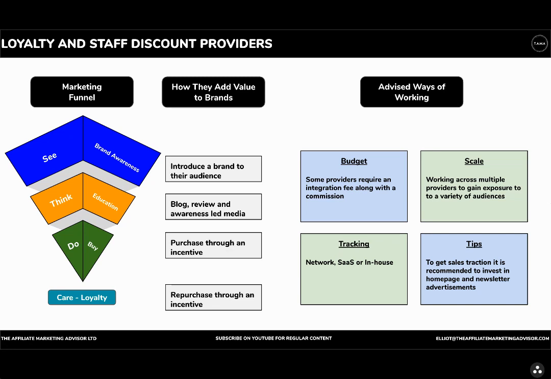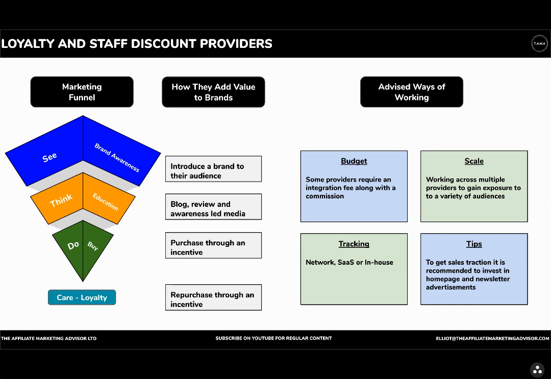And again, repurchase is quite key, because if staff are constantly using the staff discount portal, or they're constantly using their Nectar card or their Amex to make purchases, then it makes a lot of sense for your brand to be offering something via those providers. Some providers may require an integration fee or an upfront fee, but they can often work on a commission basis. Scale: work with as many relevant providers as possible.